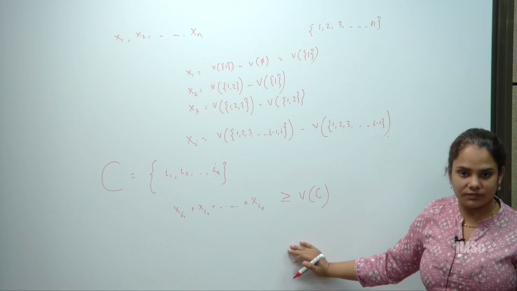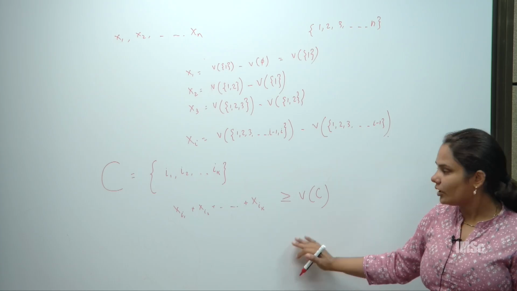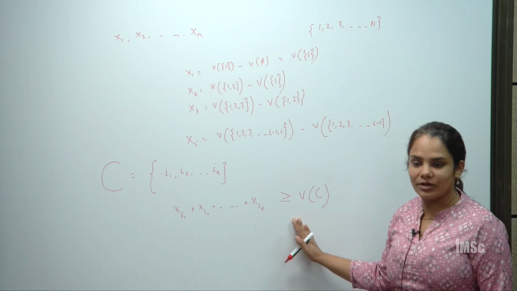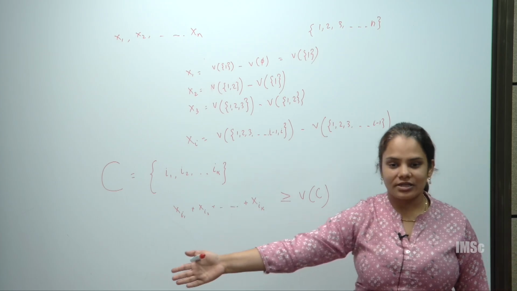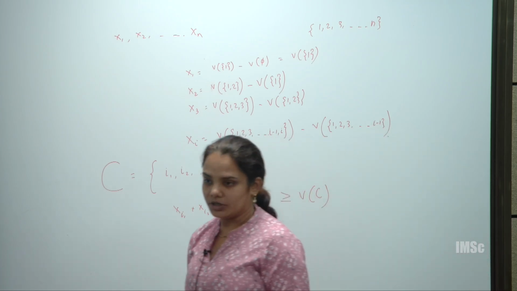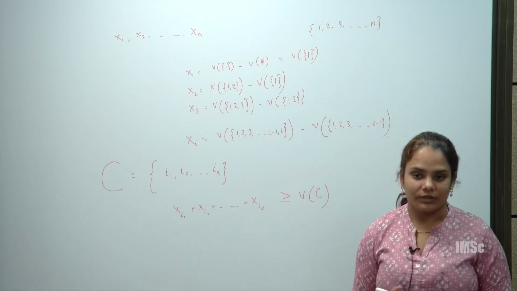So do this. Is there any property on V? Convexity property. This is only true for convexity property. It is not true in general. We just saw an example where core is empty. So for every convex game, core will be non-empty, and this is one of the examples.